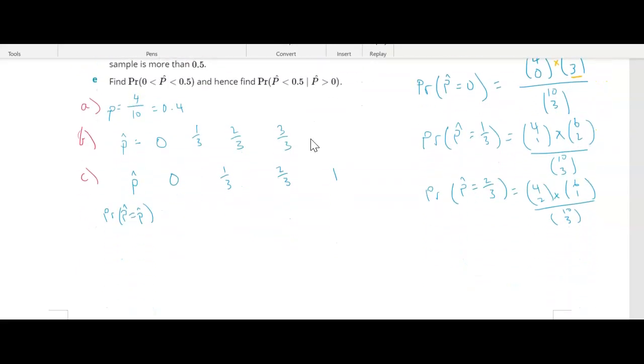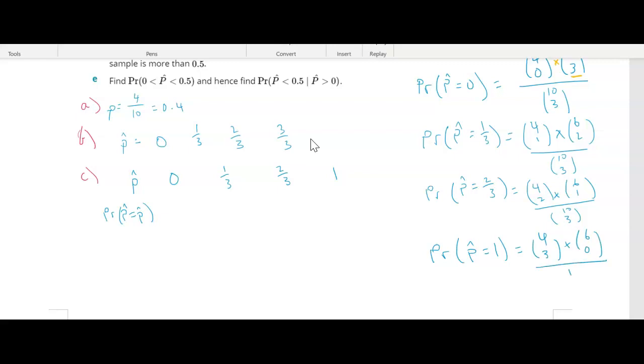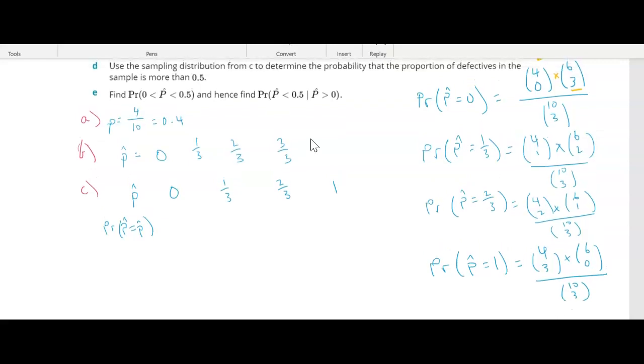I've given myself enough room. Oh, I've given myself heaps of room. All right, and then 4 choose 3 times 6 choose 0. So this means all 3 are defective. You can just do that on your calculator, just like we did before, but I'm not going to spend time doing that on the calculator, so I'll just pause to write down the answers.